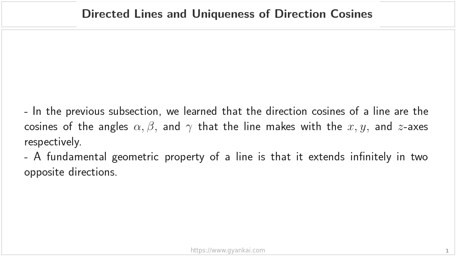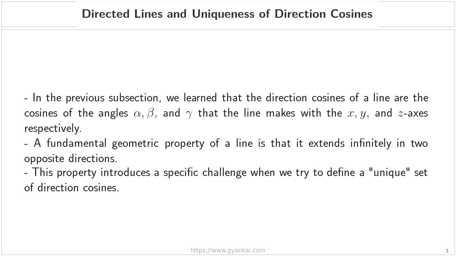Now, as we move into this new topic, we need to consider a fundamental geometric property of any line. A line, by its very nature, extends infinitely in two opposite directions. This brings us to a bit of a mathematical dilemma. Because the line goes both ways, it introduces a specific challenge when we try to define a single, unique set of direction cosines. As we will see in the next slide, this property actually creates some ambiguity that we'll need to resolve using the concept of a directed line.